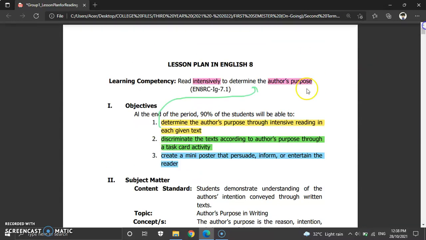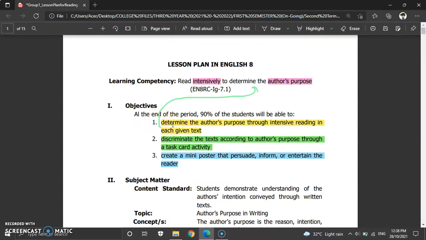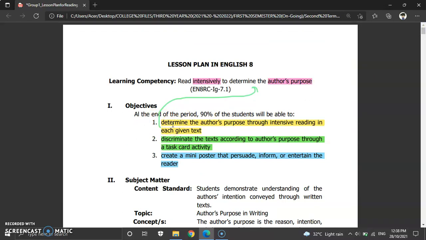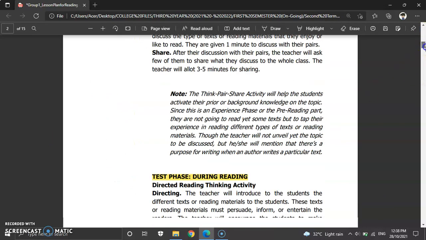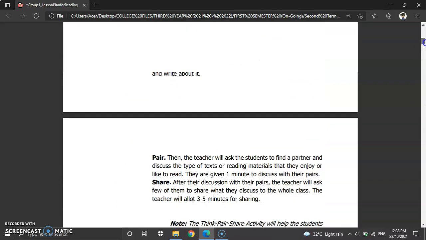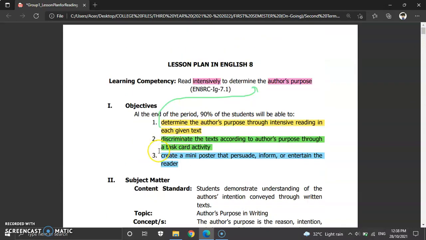For the first objective, basically this is the cognitive domain. Determine is our verb here. It pertains to the mental skills that the students will get from this discussion. We are to determine the author's purpose through intensive reading. It will be realized in our test phase, the activity, as the teacher goes along in the discussion proper.